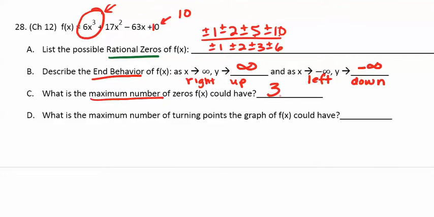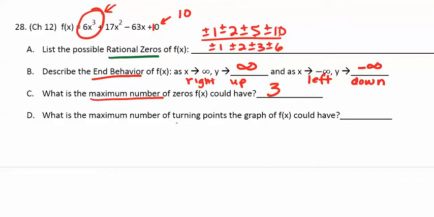Does it have to have 3? No. It could have 1 if it was a triple root. It could have 1 double root and 1 single root. So there's lots of different combinations, but it has a maximum of the degree. So a 5th degree has at most 5 zeros.